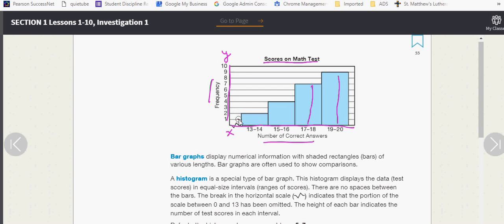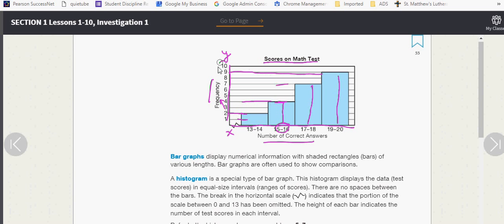So this would be 1 kid, we would put a bar there, but we know that in the 13 to 14 range, there were 2, so they put it up here, which corresponds with the frequency. That's how many kids. And then if there were 4 in the 15 to 16 range, we look for that column on the x-axis, and we go up only to where it says 4, and then 7, and then the tallest was 9.